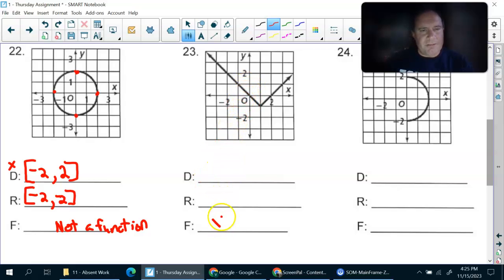This is a function. Did a vertical line test. It crosses only once. The domain itself, the leftmost part of the graph goes on forever. So we're going to put negative infinity going that way. And we are going to put positive infinity because it goes to the right forever as well.